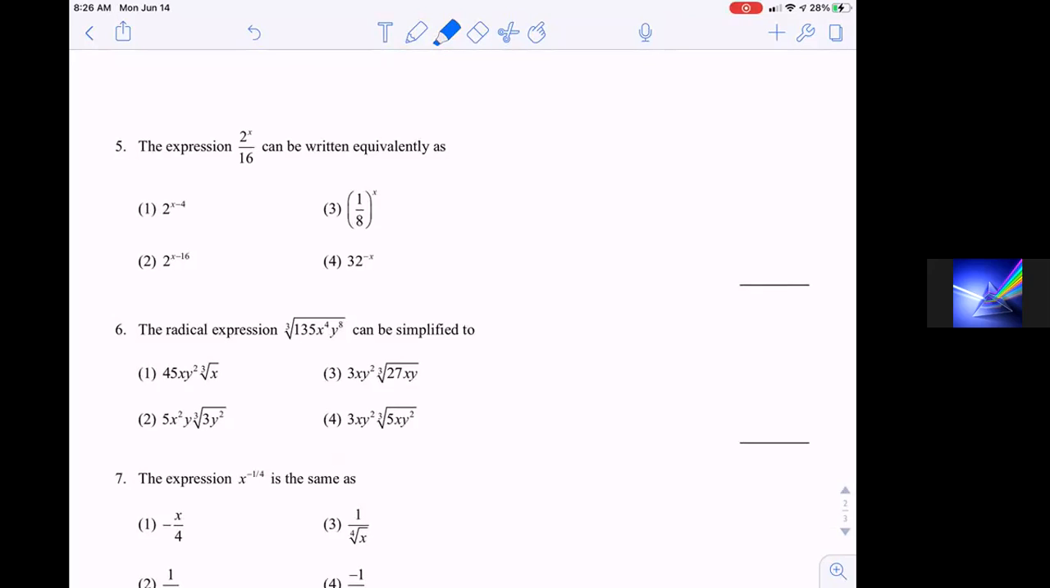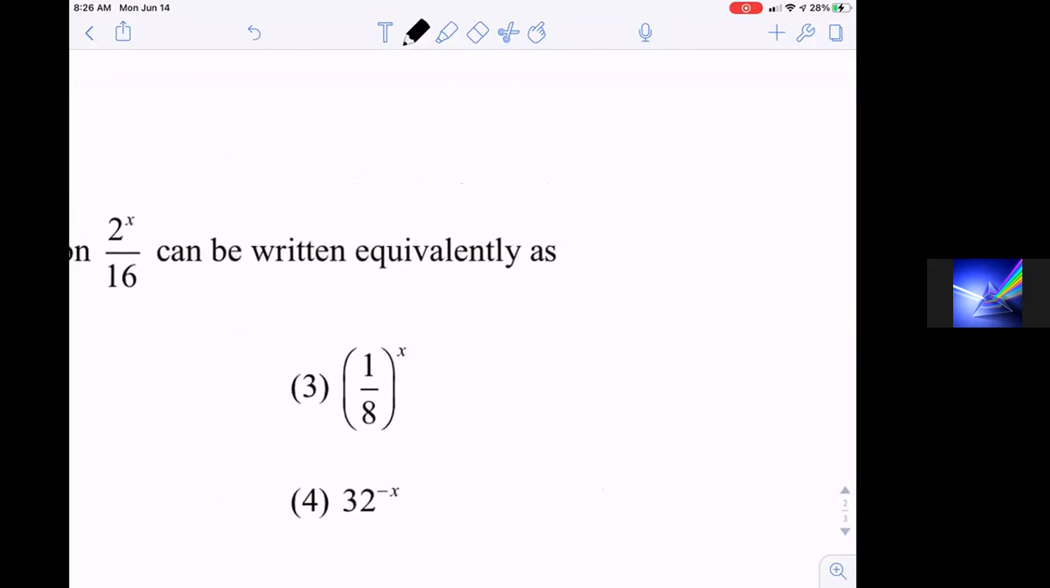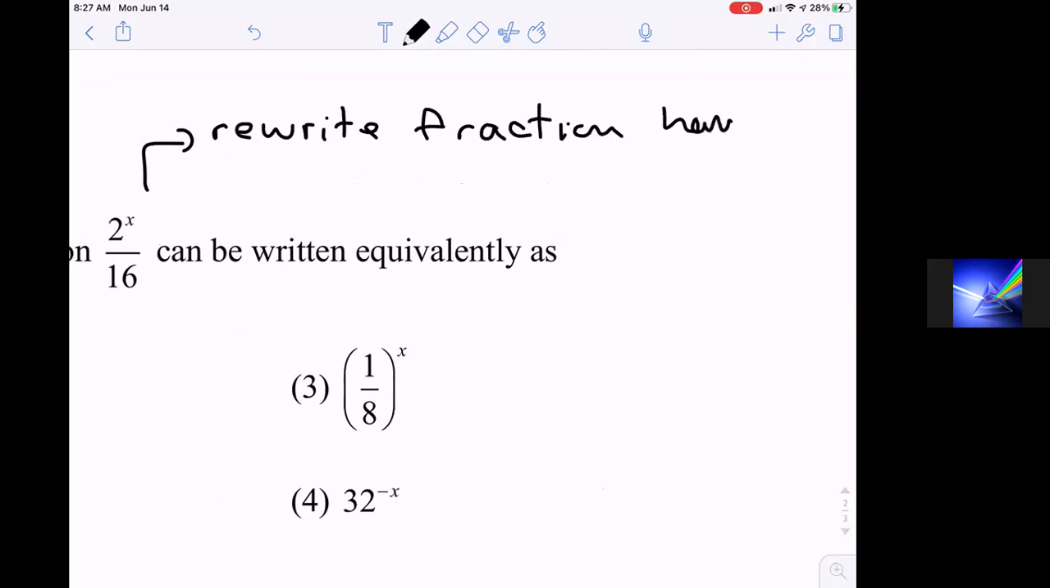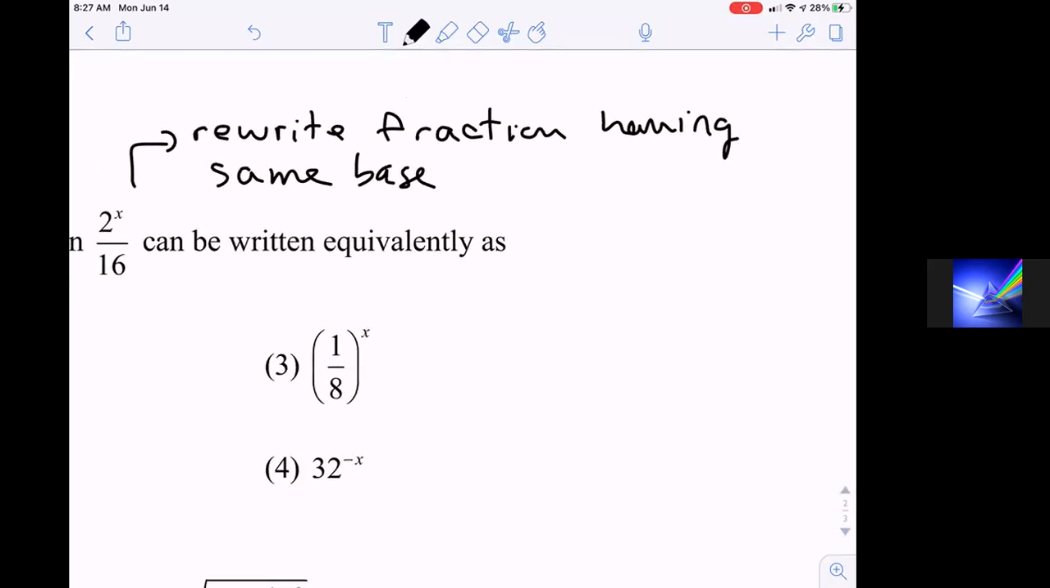Well, in number 5, we have an expression 2 to the x power over 16 can be equivalently written as, well, here's the thing. I should be trying to write this fraction. Let's rewrite this fraction having the same base. In other words, I already see a base of 2, so let's rewrite 16 so it also has a base of 2. That way we could apply some of our properties here.